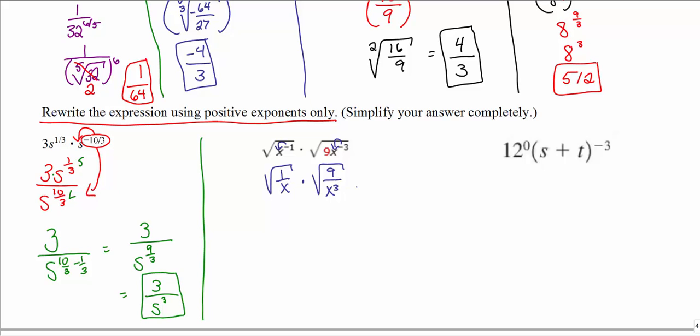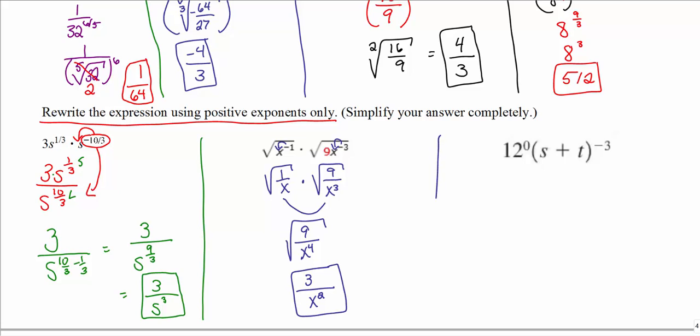All right, we're going to simplify now that all of our exponents are positive. We're going to multiply the 2 square roots together. When we multiply square roots, as long as they both have an index of 2, we can multiply whatever's underneath the first one times whatever is underneath the second one. So I'm going to multiply across. 1 times 9 is 9. x times x to the 3rd gives us x to the 4th. And then, of course, we can simplify by taking the square root of 9, which is 3, and the square root of x to the 4th, which is x squared.